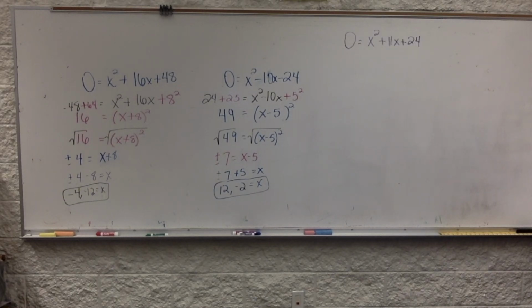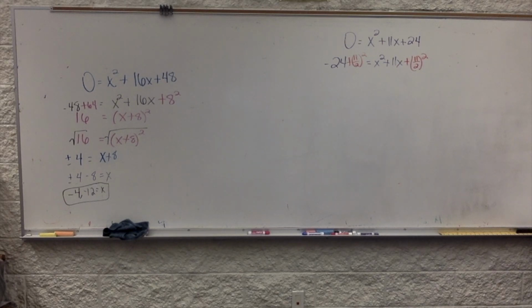In this new problem, we're going to subtract 24, and then we're going to add half of 11 squared, so it's just plus 11 over 2 squared, and then 11 squared over 2 squared is 121 over 4. On the right side, use the shortcut to factor, and on the left side, when you add fractions, you need a common denominator. Then do the square root of both sides.